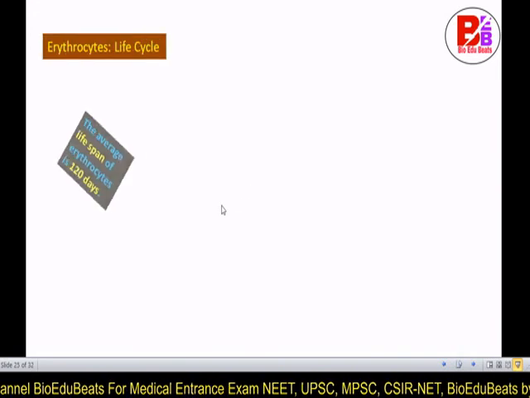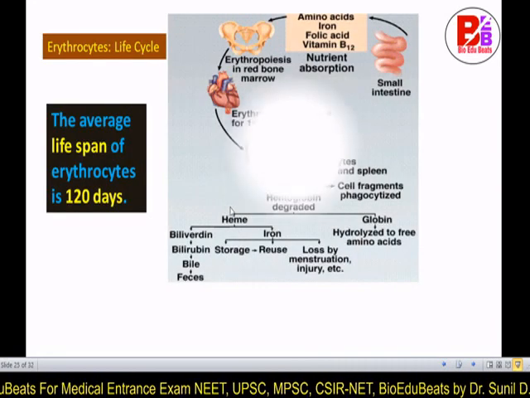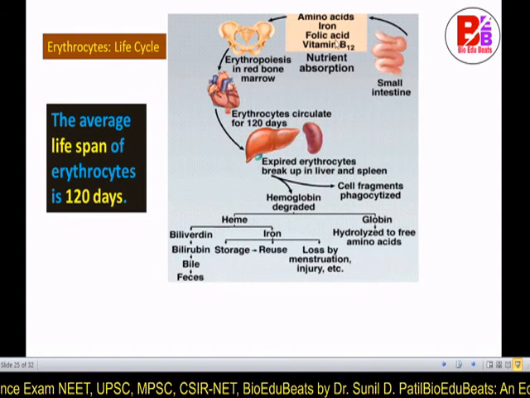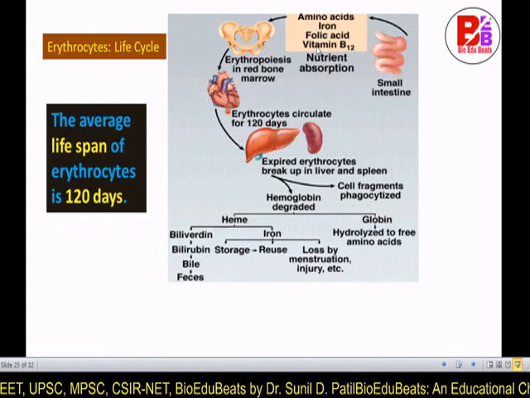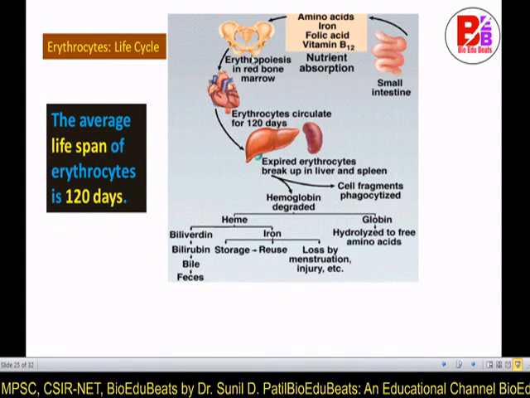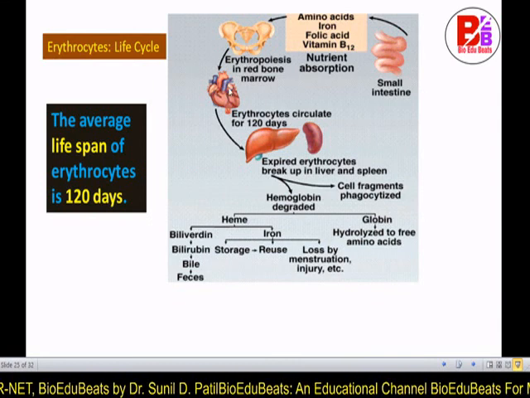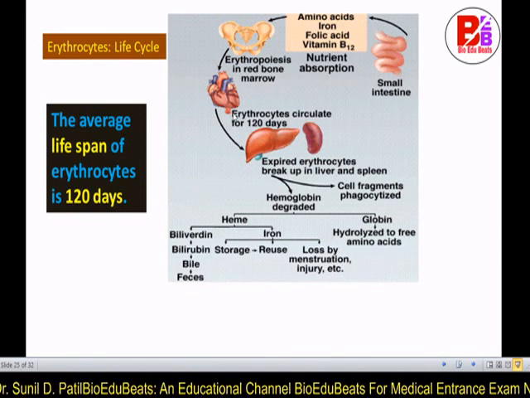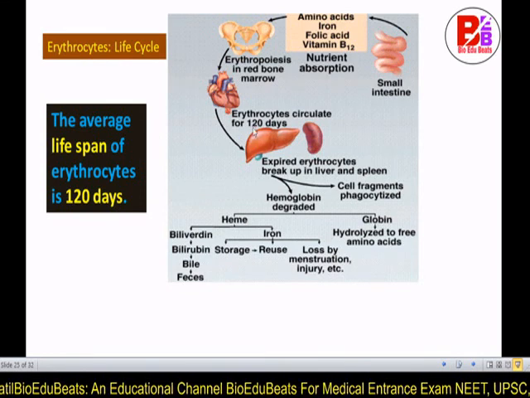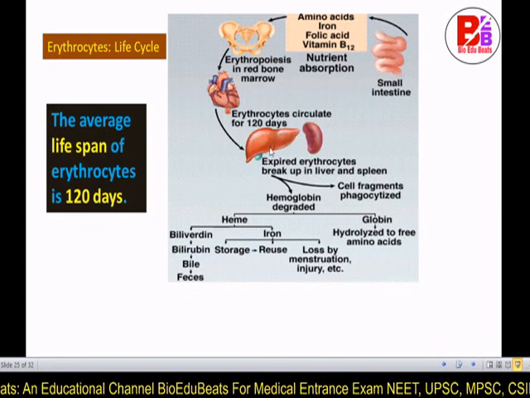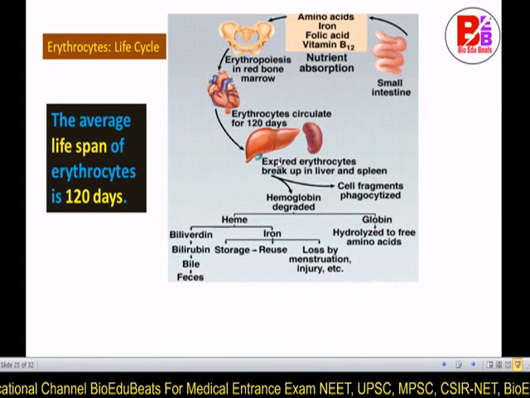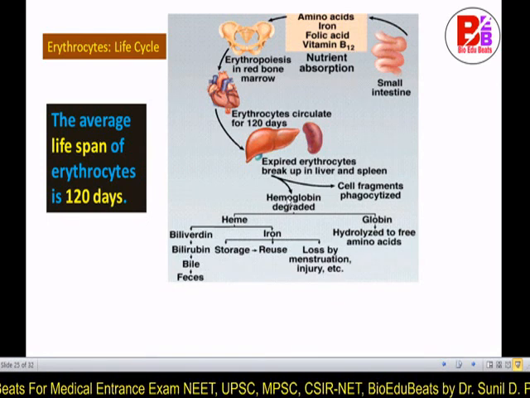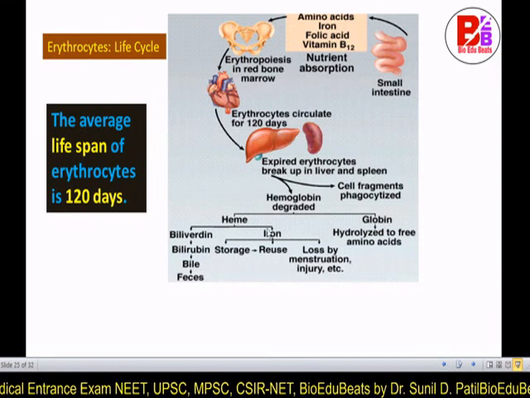So we are going to see the life cycle of the RBCs. The nutrients absorbed from the intestine, that is amino acids, iron, folic acid and vitamin B12, go to the red bone marrow. Then erythrocytes are produced in the red bone marrow and come to the heart. Then they circulate for 120 days. After death, they go to the spleen or liver, where the expired erythrocytes break up. The hemoglobin gets degraded into a heme part and a globin part.